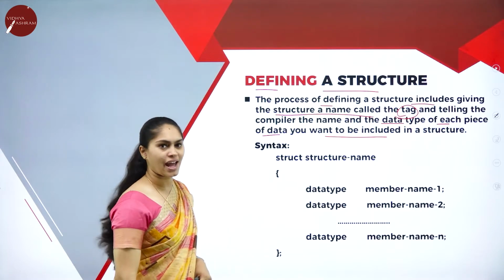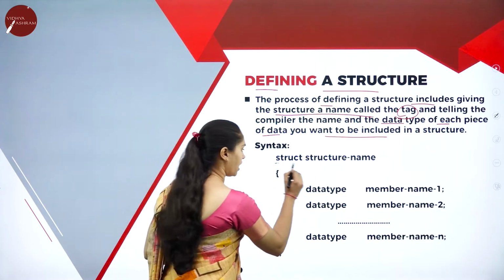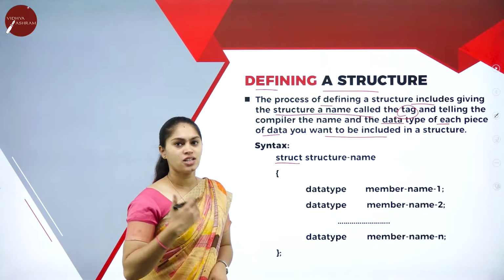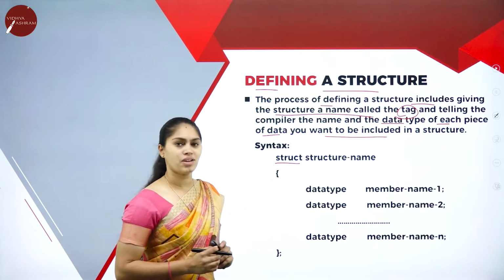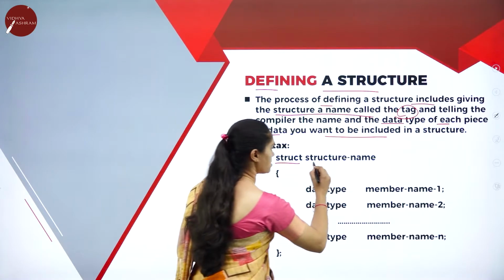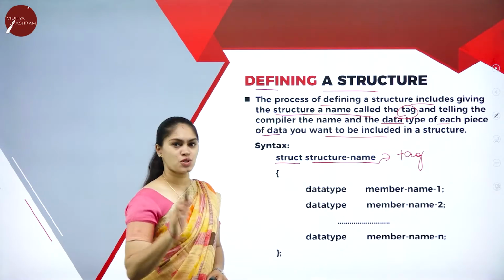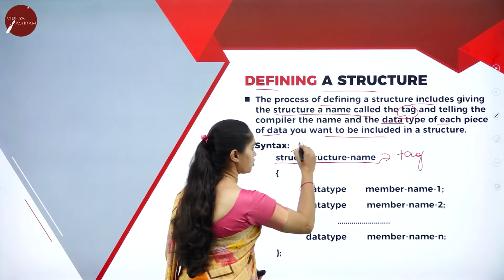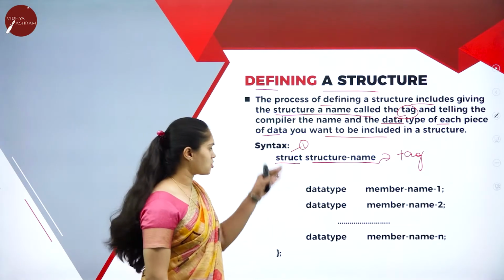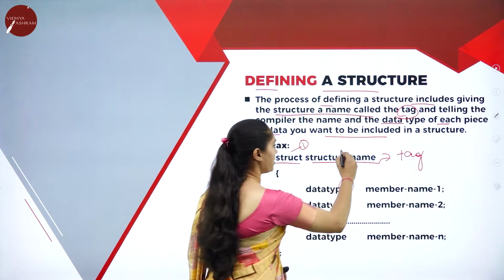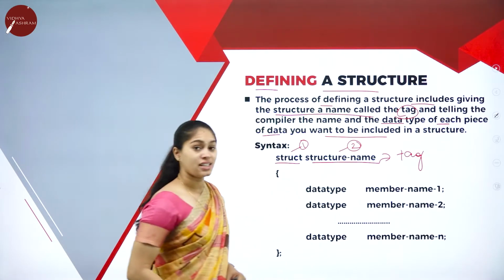Then how it looks like, we'll see now. First what I have is struct. Struct is a keyword, okay. So struct is a keyword and we have a structure name. This structure name is nothing but we have to give a tag. So here struct is a keyword, so consider this as point number 1. This defines that we are working with a structure. And the next point, we have a structure name. I have to name a structure.